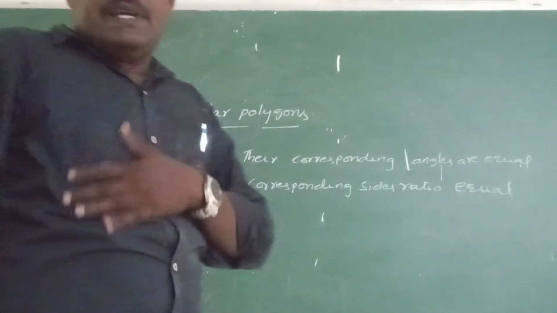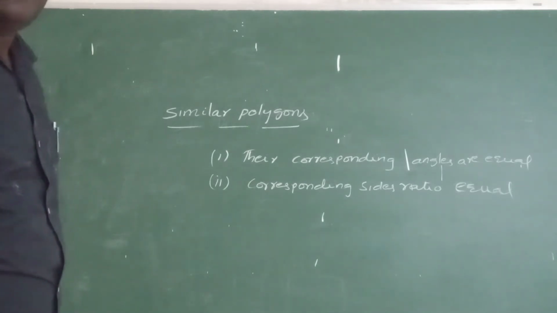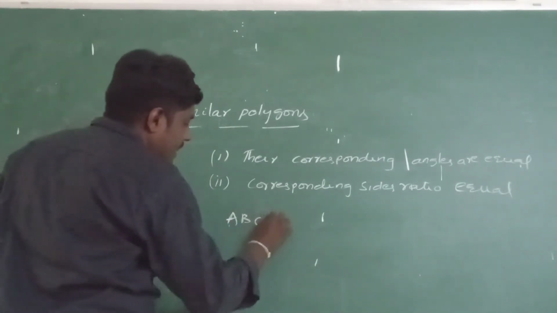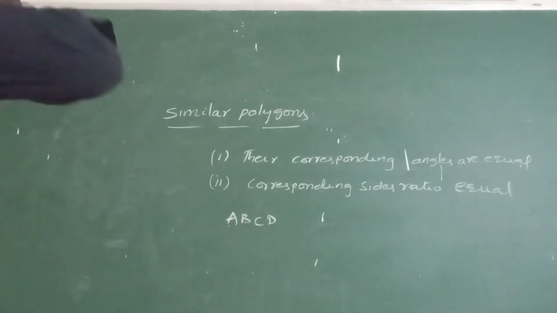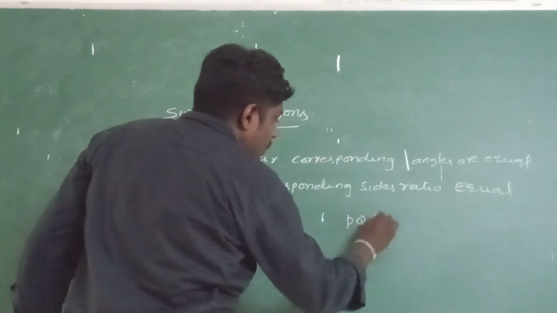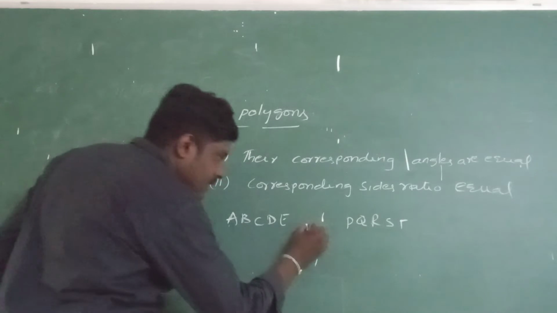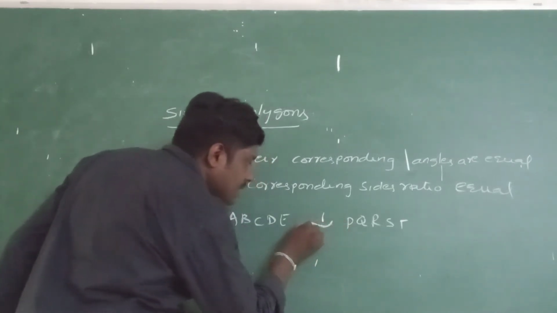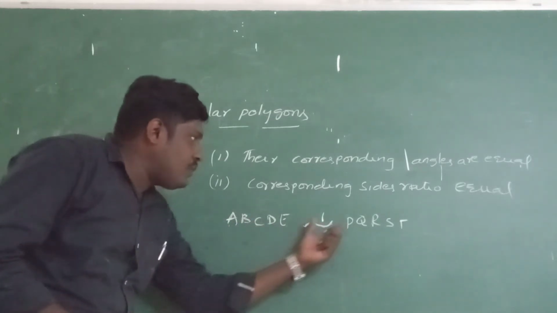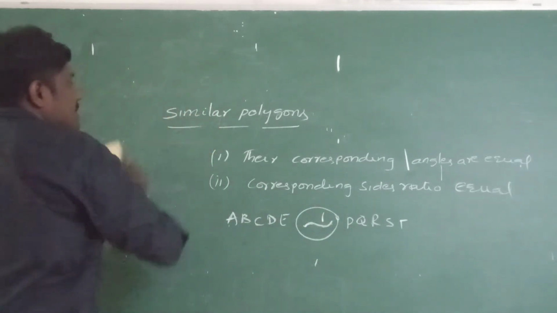If two polygons ABCDE and PQRST are similar, we write ABCDE is similar to PQRST, using this symbol. This is the symbol for similarity.